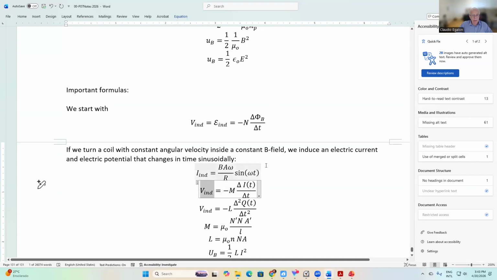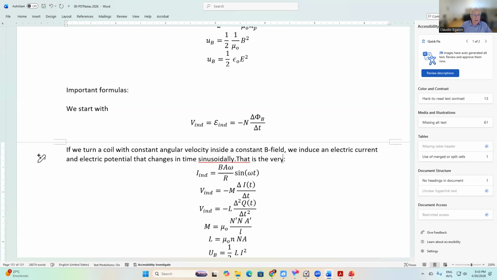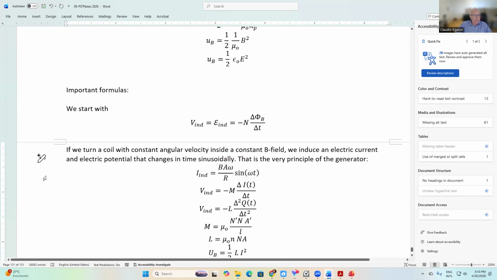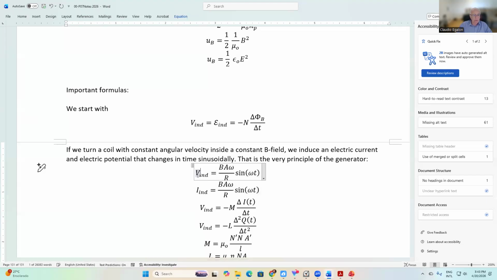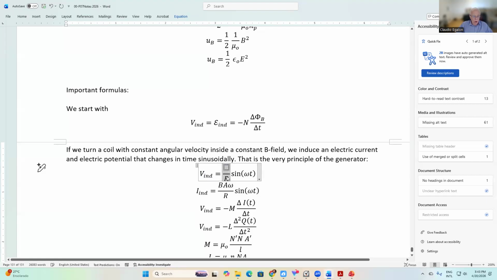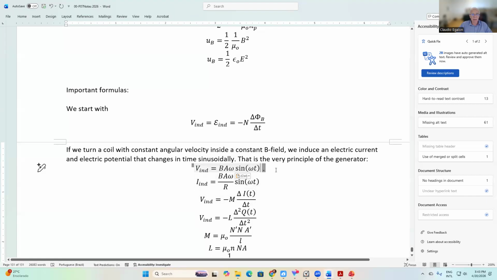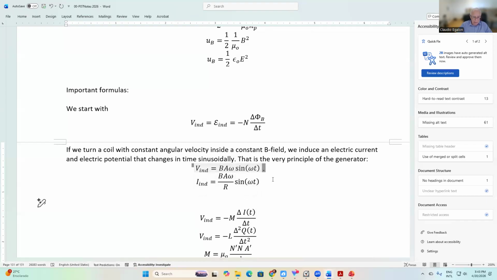That's the induced current. That's the very principle of the generator. The generator generates a voltage that changes in time sinusoidally, and also an electric current that changes in time sinusoidally, and is the source of an AC circuit. The generator is the source of any AC circuit. Okay?